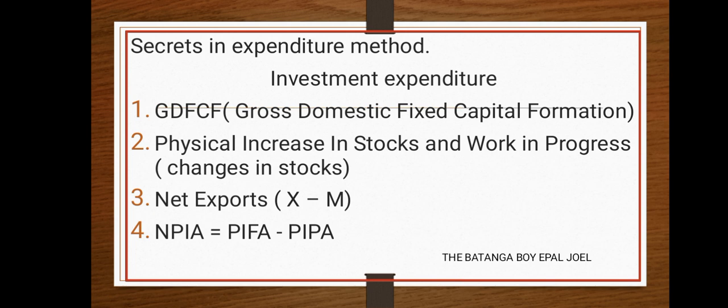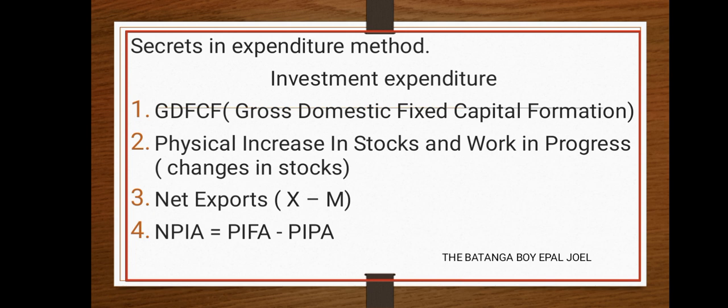Then the next secret is at the level of net export. If the data comes with net export, then they put the value. It means they have already helped you to calculate export minus import. You don't need to calculate again. But some data will give you the value of export separately and the value of import separately. Then you just need to substitute and calculate.